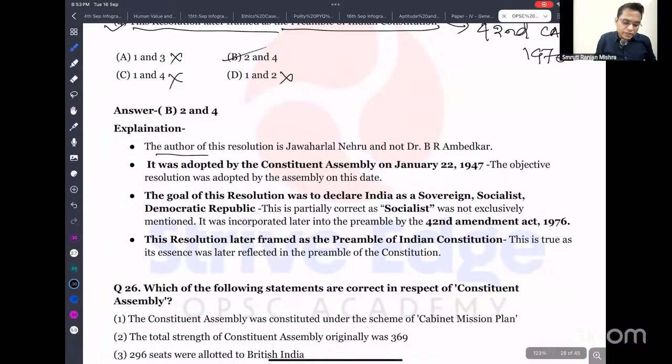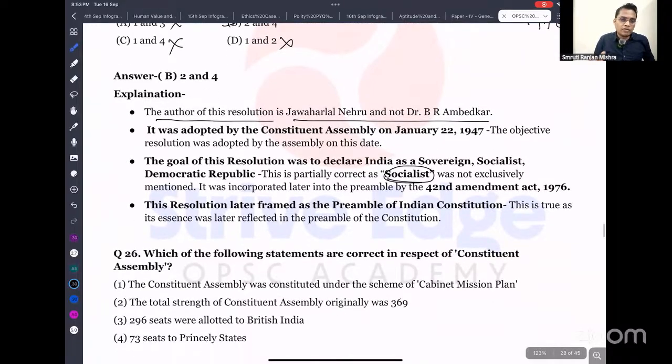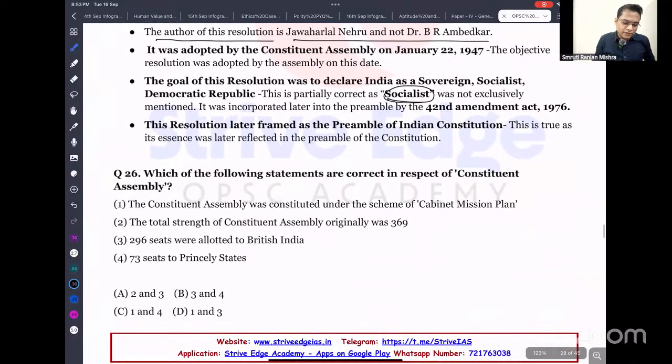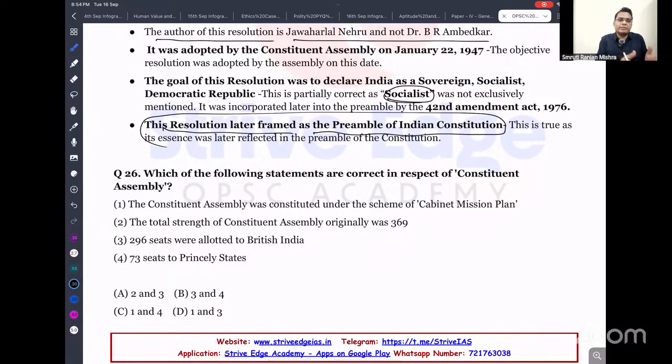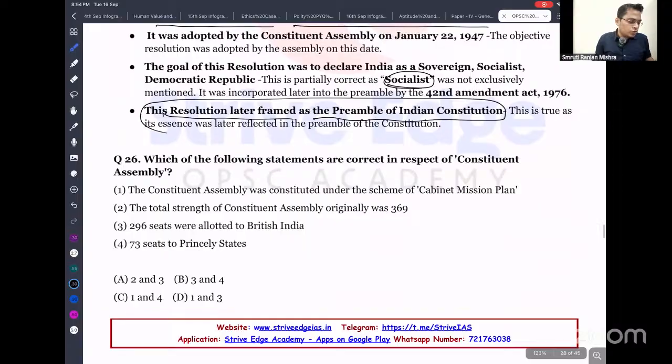So the author of the objective resolution is Jawaharlal Nehru, not B.R. Ambedkar. Okay. So I think socialistic and secular we have added in the 42nd Constitutional Amendment Act. The next is resolution later framed as a preamble of the Indian Constitution. So we have modified the objective resolution a little bit to make it the preamble of the Indian Constitution. Okay.